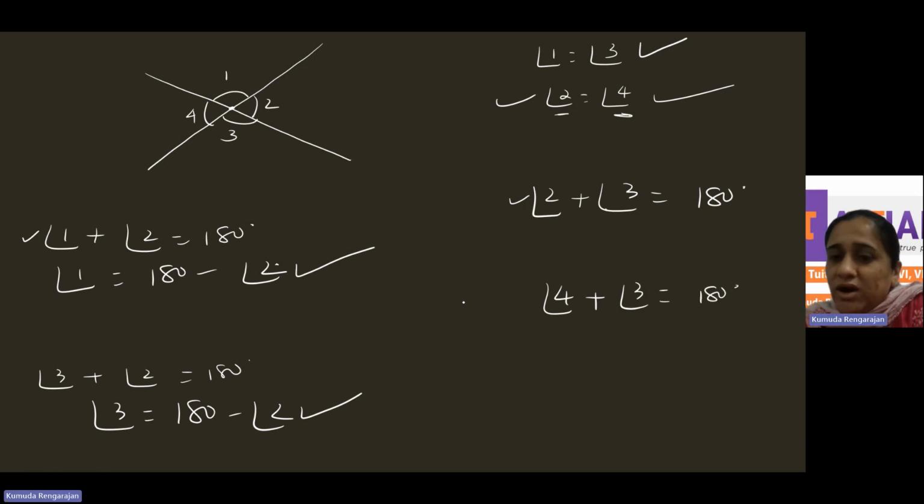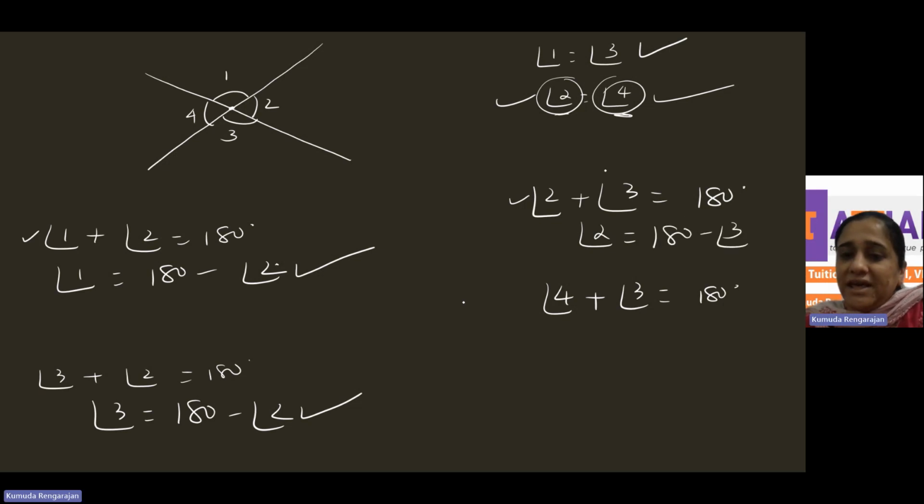Now from this equation, what is angle 2? Because you want to prove that 2 is equal to 4, no? So what is 2 from this one? Angle 2 is equal to what? 180 minus angle 3. Take this one here.